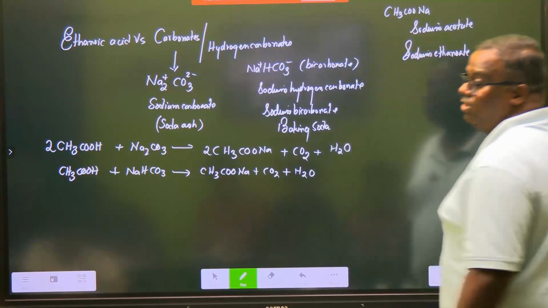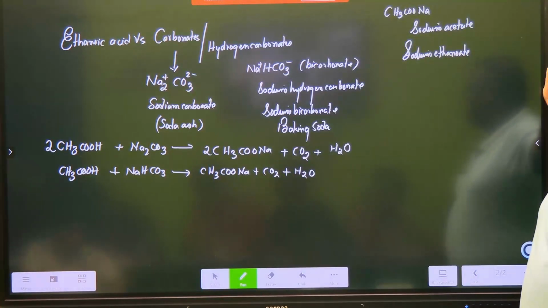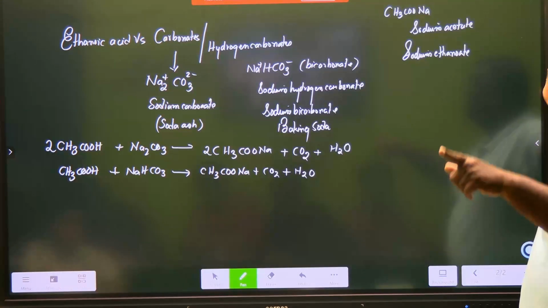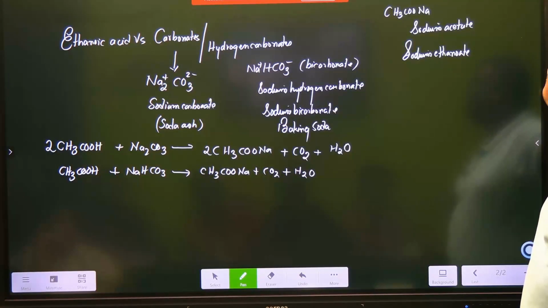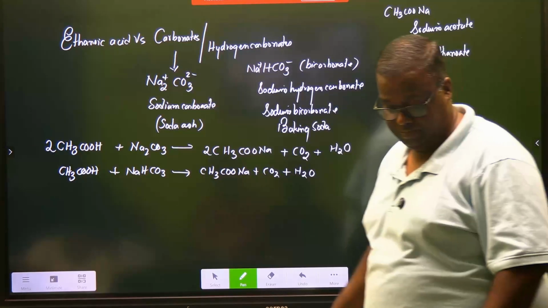Sir, what is the difference between an ester and this? An ester is alkyl alkanoate. A salt is metal alkanoate. If this was an ester, it would have been methyl ethanoate, ethyl ethanoate. If this is a salt, it will be magnesium ethanoate, sodium ethanoate. Clear? Write it down.